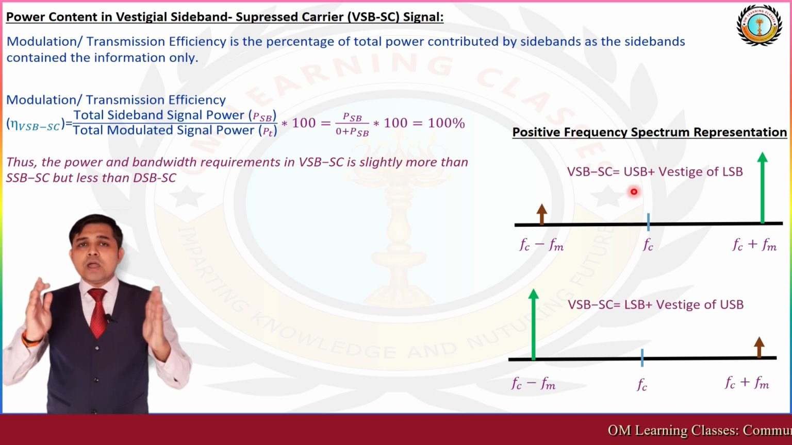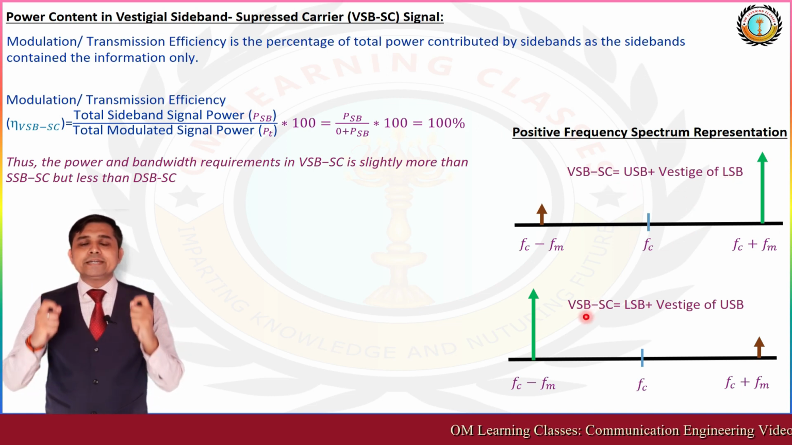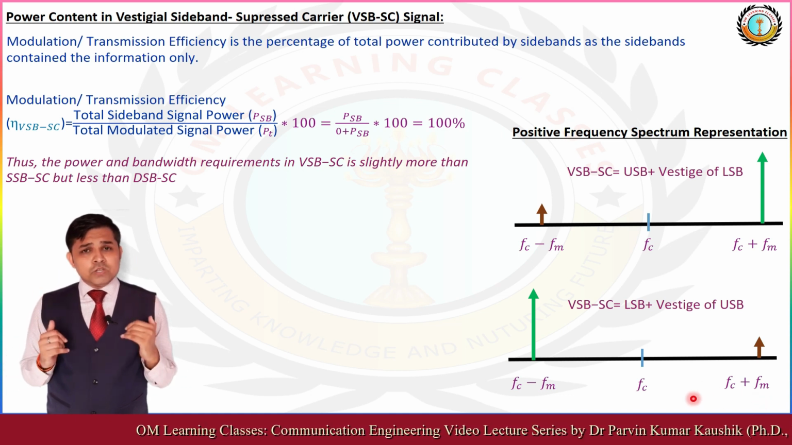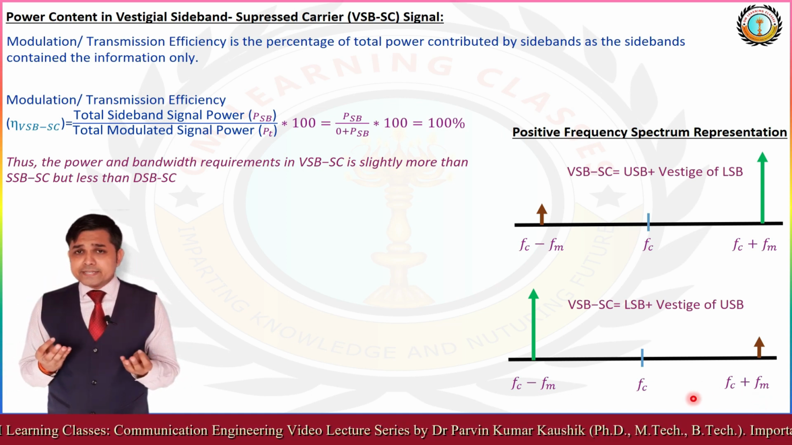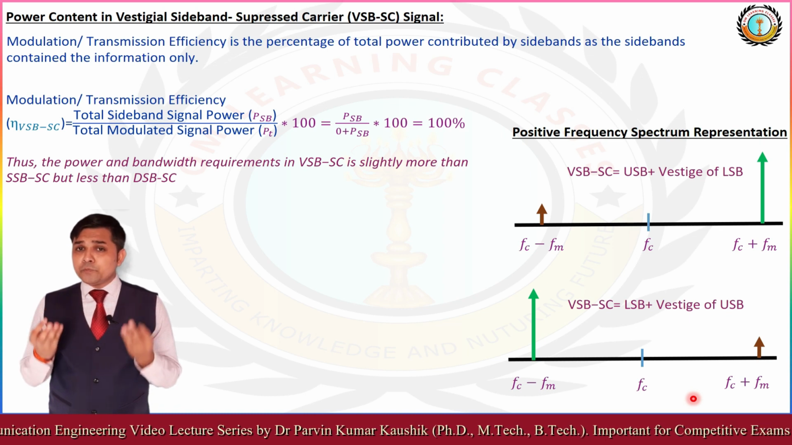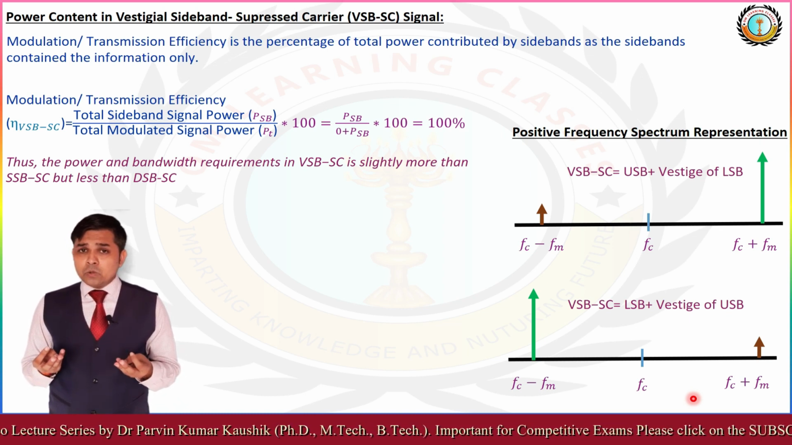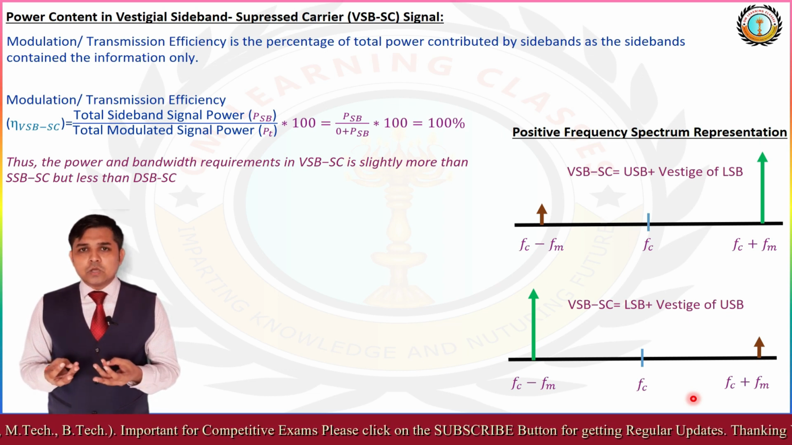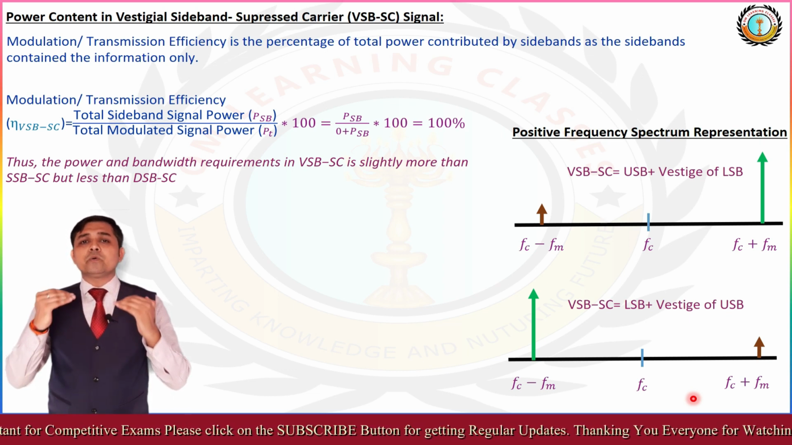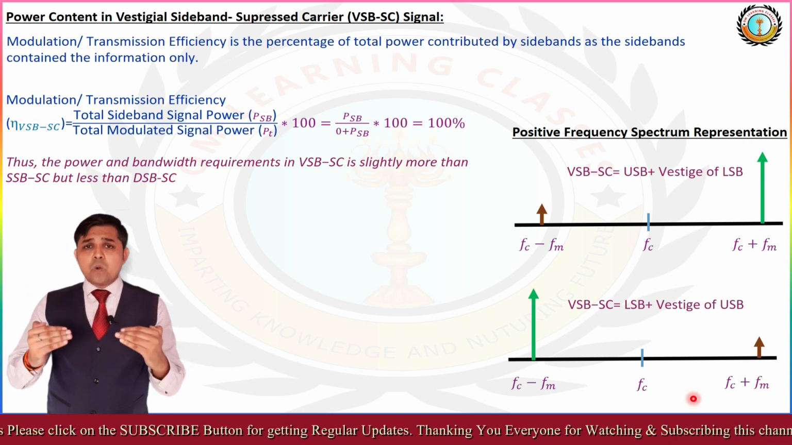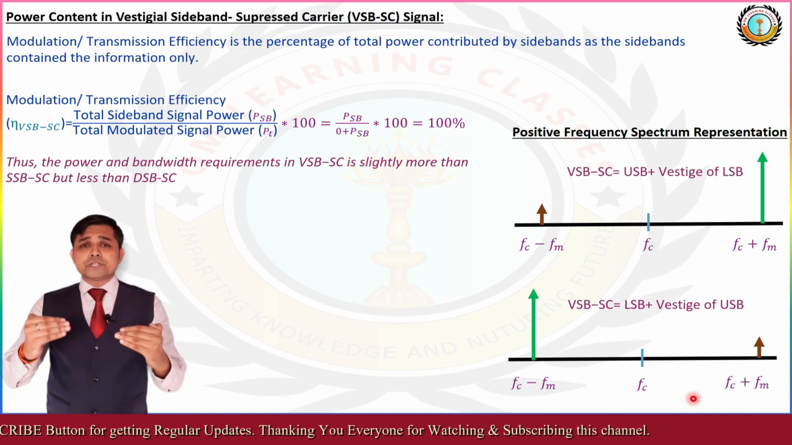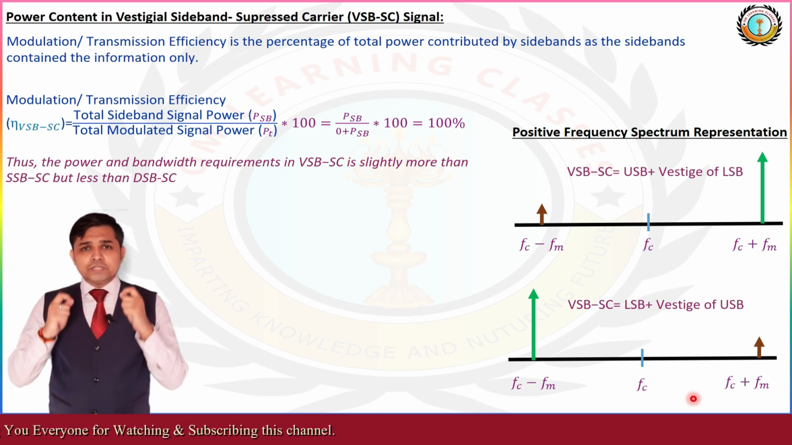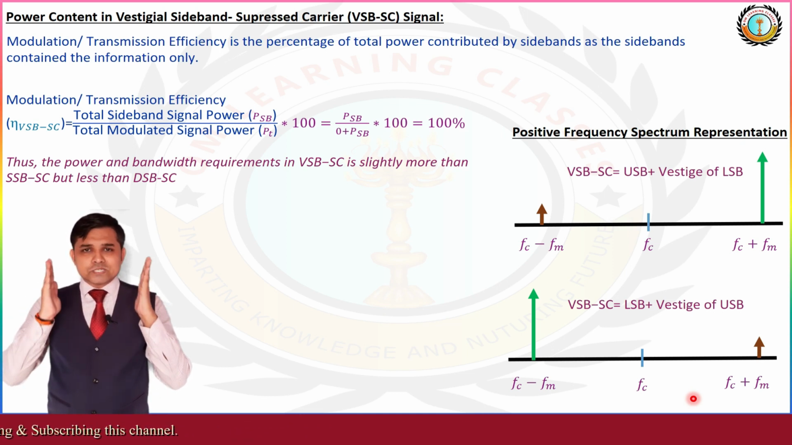So this is all about the power content of the VSBSC signal, which is very important because we calculate the power content of DSB full carrier or AM, we calculate the power of SSBSC, we calculate the power of DSBSC. Then it is also required to have the power calculation for the VSBSC signal. So with this, we complete this topic.